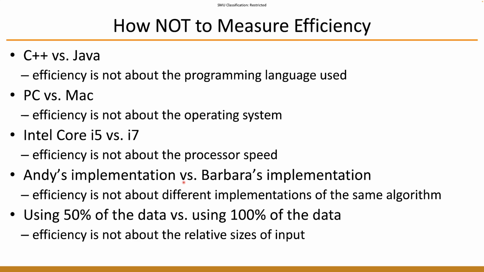Okay, so here are some examples of how not to measure efficiency. When we talk about the efficiency of an algorithm, it is actually not about the programming language. It's not about the language that we actually use, not about C++, if you have heard of that. It's not about Java, not about Python, right? So the measurement of the algorithm should really be independent of the implementation, the language that's being used. It should also be independent of the hardware.